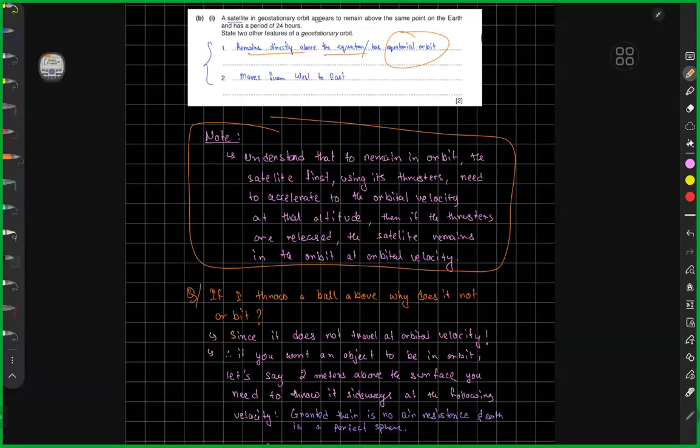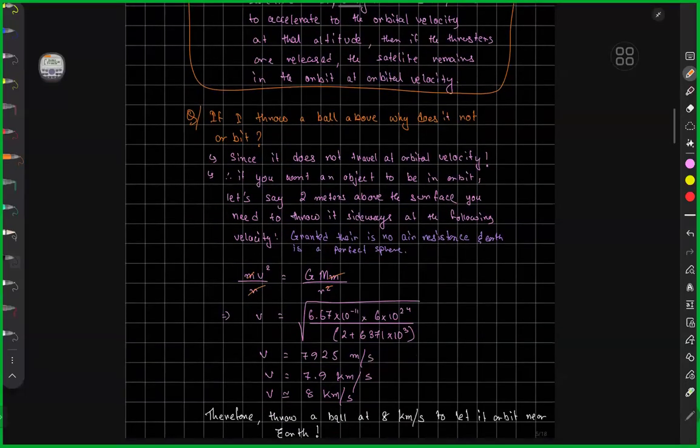Forget air friction, air resistance. Forget anything. Yeah. It needs to have initial tangential velocity to orbit the Earth. Yeah. So you're telling me it doesn't have the right tangential velocity. Is that what you're telling me? It should have more. Yes. So the problem lies in the initial tangential velocity that I provide. It's less. Okay.